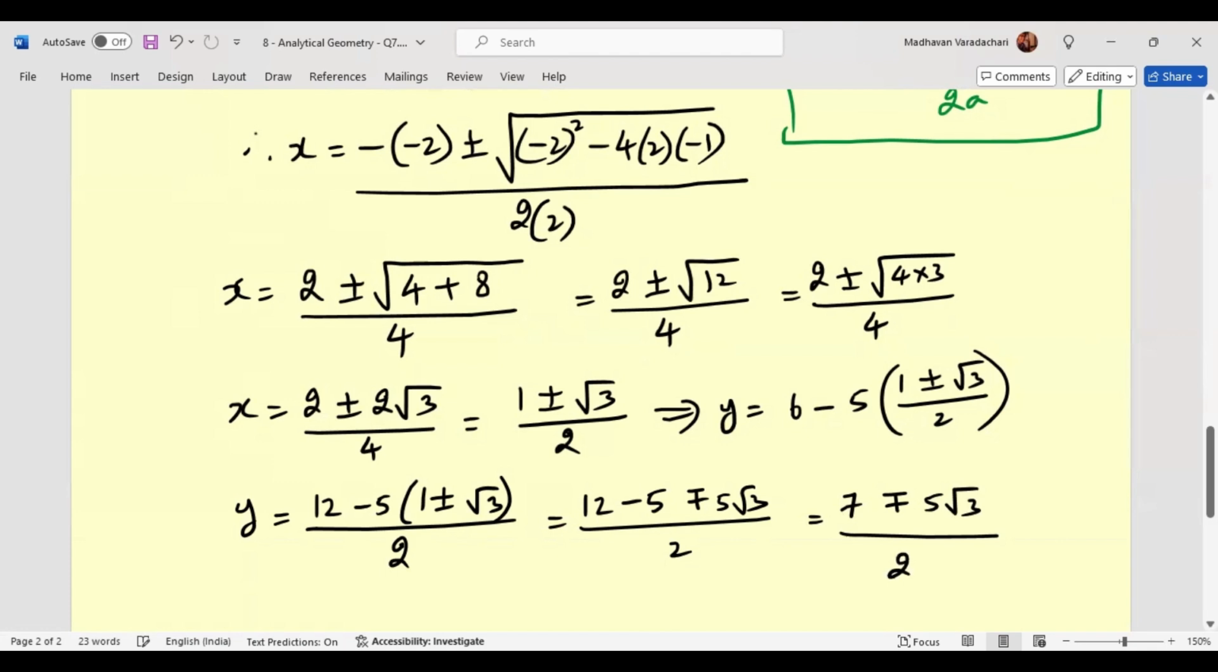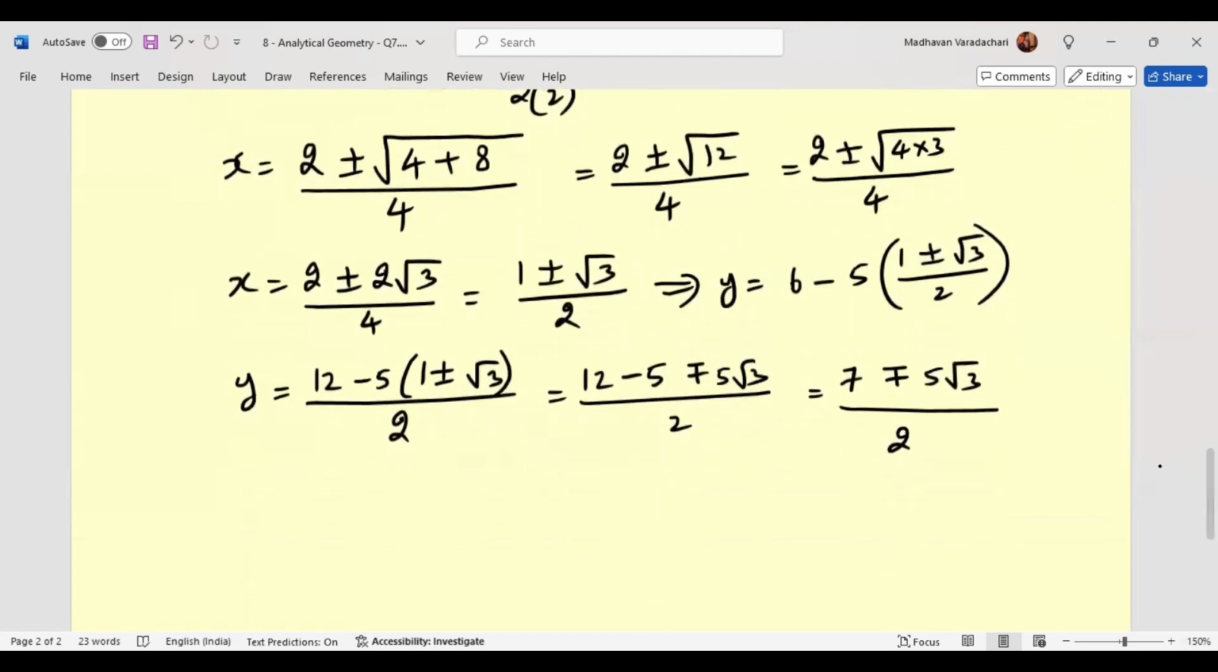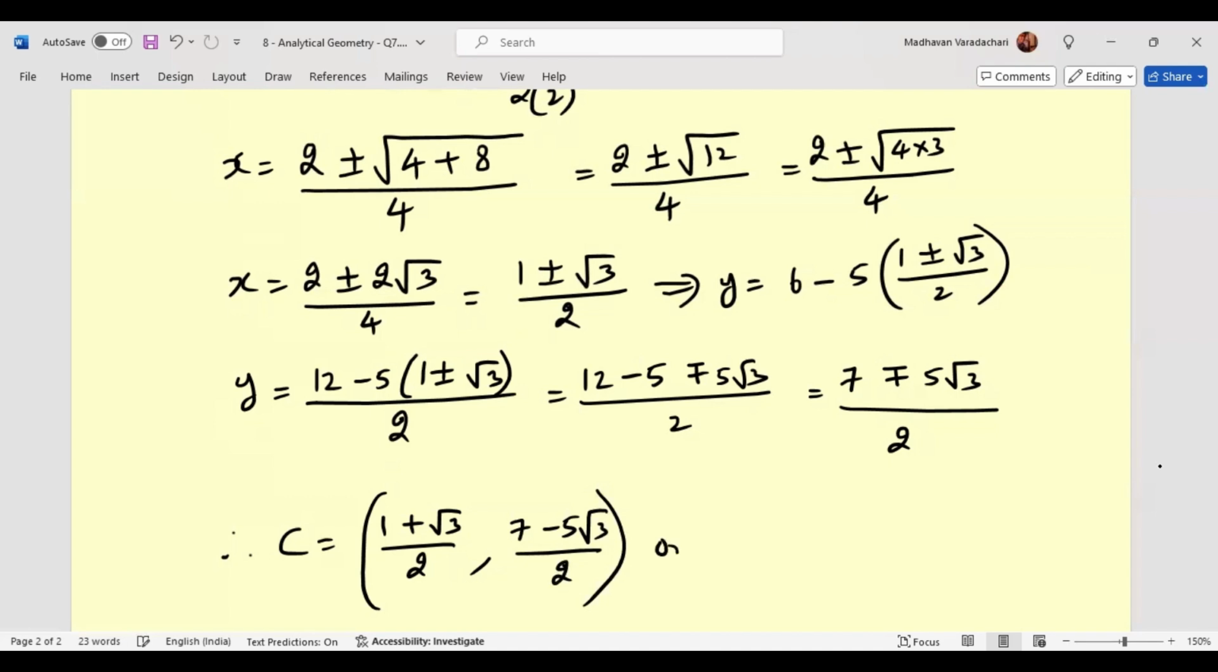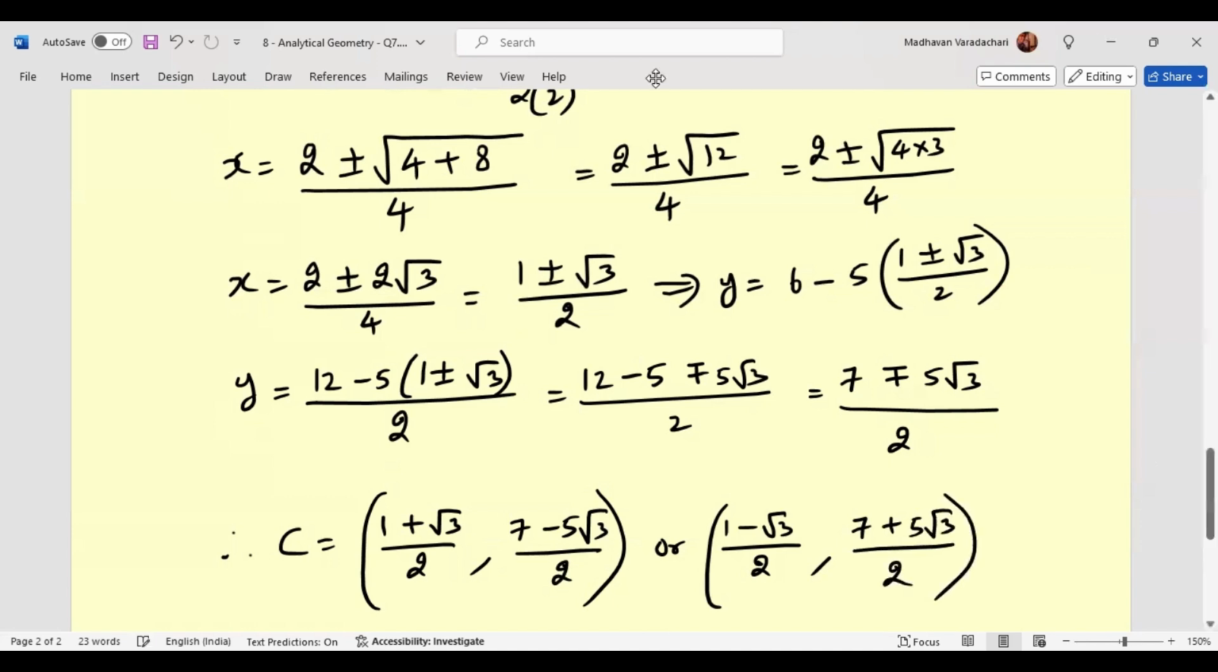So therefore the coordinates of C will be, if x is 1 plus root 3 by 2, then y will be 7 minus 5 root 3 by 2. Or if x is 1 minus root 3 by 2, then y will be 7 plus 5 root 3 by 2. So that will be the solution for this question.